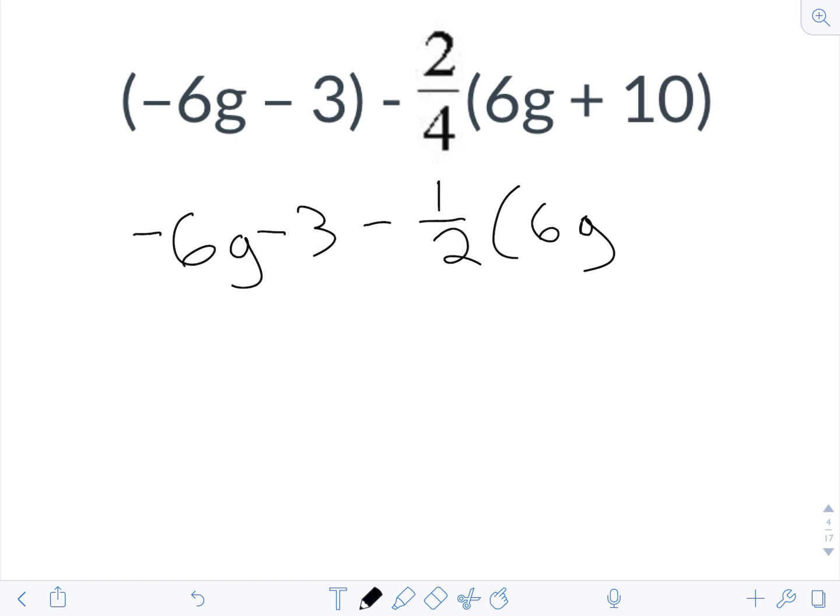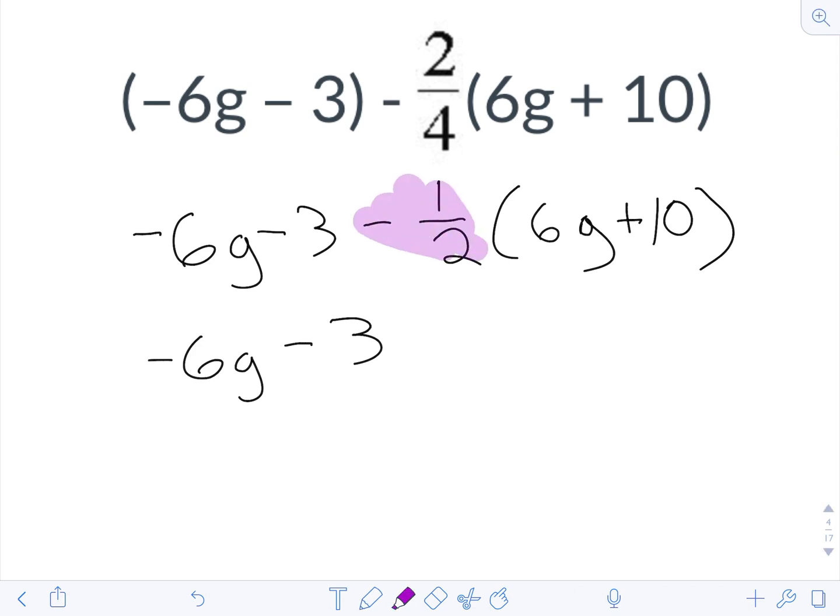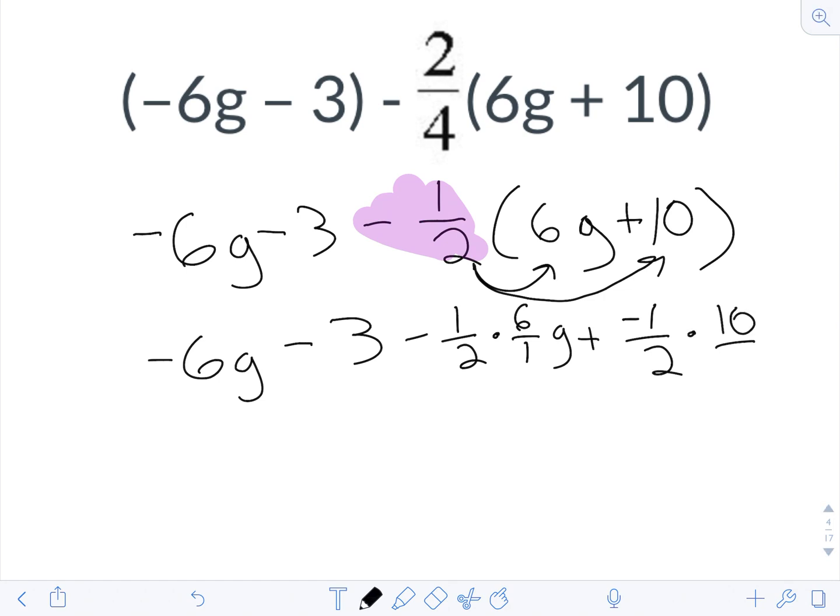And just feel free to rewrite the problem. This ain't a race. Take your time. Then rewrite the problem again. And now you can distribute. We have a minus 1/2 that we're distributing. So we do minus 1/2 times 6g, or 6 over 1g. Then do a minus 1/2 times 10. Okay? So plus negative 1/2 times 10 over 1.